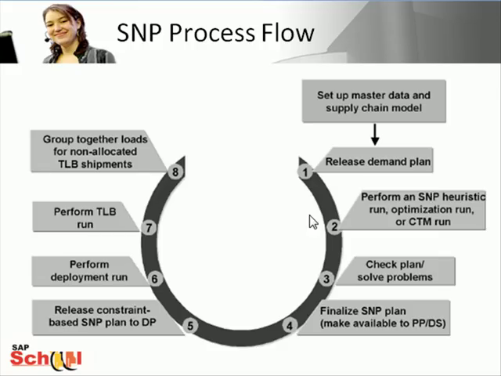This is the SNP process flow in a nutshell. Planned independent requirements are generated when the demand plan is released from demand planning. This step is usually carried out in the background. An SNP run uses SNP heuristic, SNP optimization, or capable to match results in a medium-term production and distribution plan. You check the alerts after the SNP run and solve any problems that have occurred. The final SNP plan consists of stock transfers and planned orders. You can automatically convert SNP planned orders into PPDS planned orders within the production horizon.